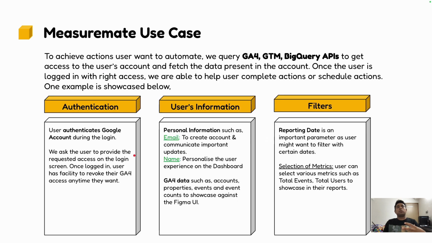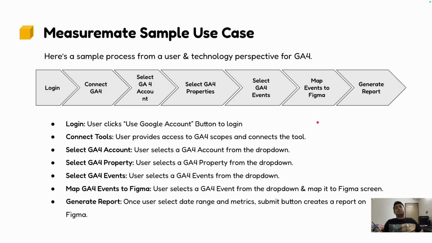Overall, the flow is very simple. The user goes through an authentication, provides the email and name, which is a Google email flow, and then finally the user can connect GA4, Google Tag Manager, or BigQuery within the tool itself, where we manage all the integrations in one place. This is a sample use case. There are many such use cases. We will go through the relevant use cases required for the API scopes in more detail in the next sections of the video.